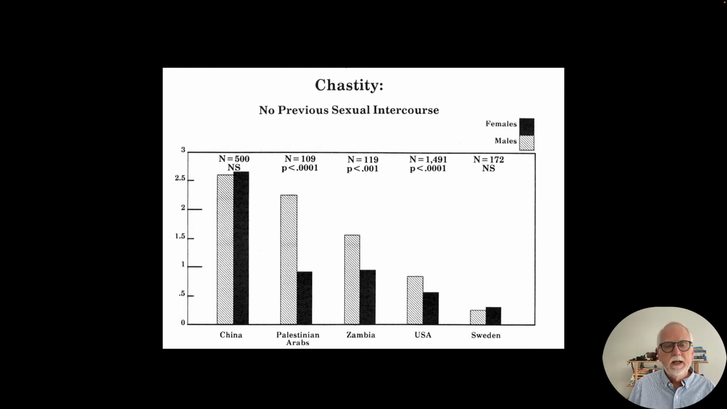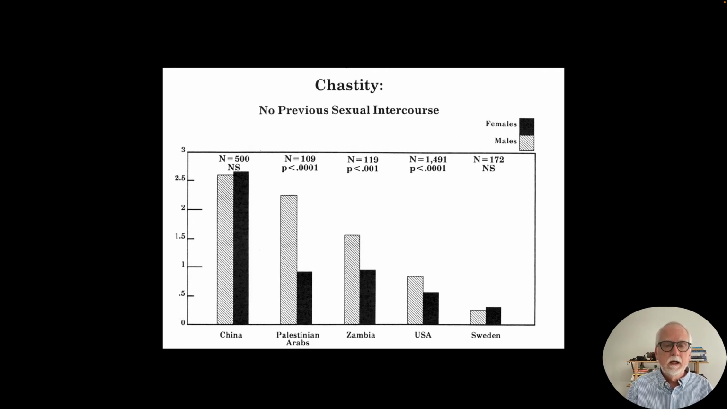So here we have China, Palestinian Arabs, Zambia, USA, and Sweden. In terms of how important it is when you're thinking about a mate that they've had no previous sexual intercourse, right? Now you can see that in China, at least in 1990, this was very important. It was a high score there, and there wasn't actually a difference between females and males. They want their partner to have no previous sexual intercourse.